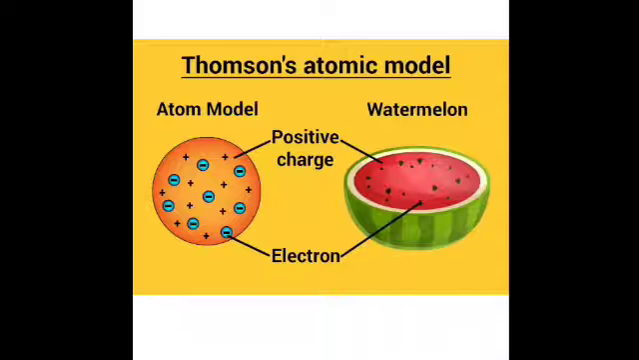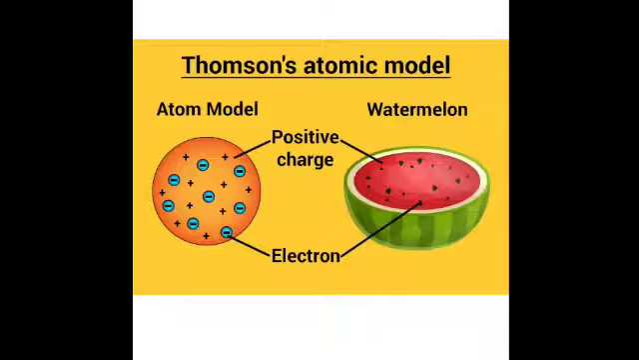This was the third point in Thomson's model. J.J. Thomson compared the atom with the Christmas pudding, in which the dry fruits represent the electrons and the whole pudding is the positively charged atom, and he called it the plum pudding model. He also compared the atom with the watermelon, and that is why this model is also known as the plum pudding model. The red edible part represents the positive charge, and the electrons are embedded just like the seeds.